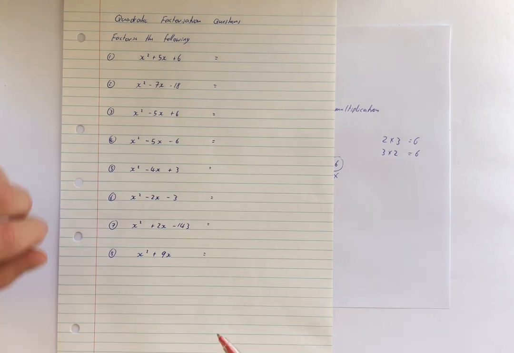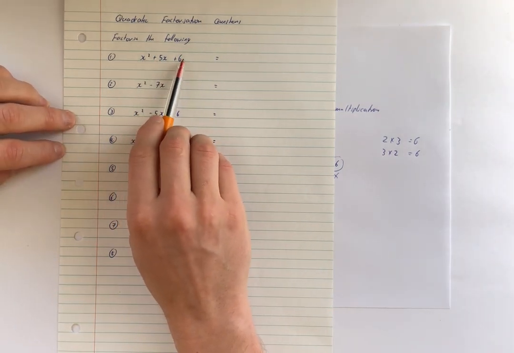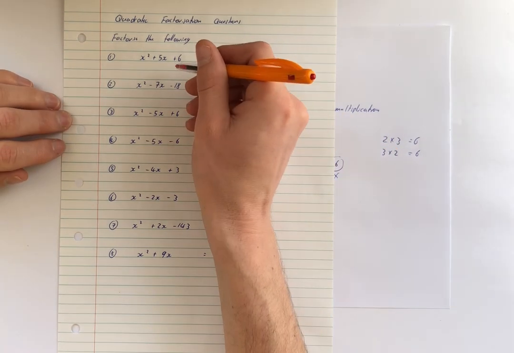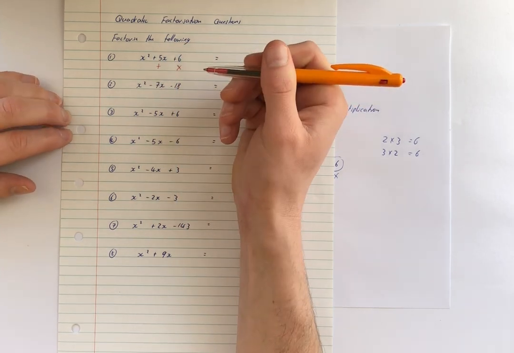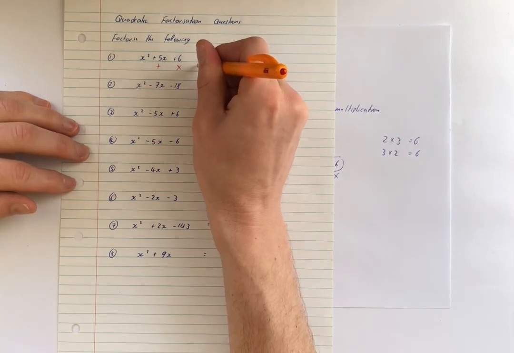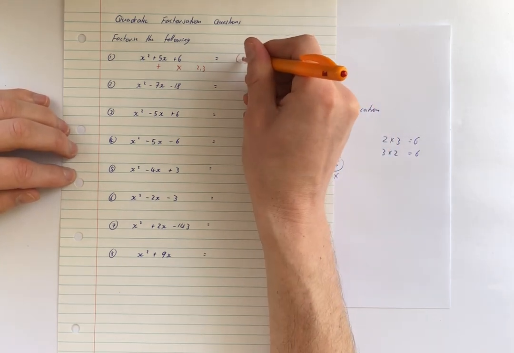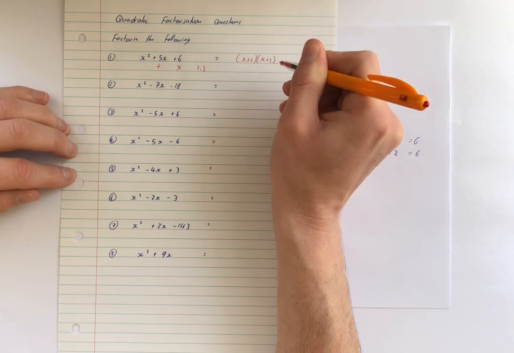Okay, now these are all of the form x squared plus some number x plus 6. So the first one, x squared plus 5x plus 6. How can we factorise that? Well, we want numbers that multiply to 6 but add to 5. What numbers could they be? I'm thinking 2 and 3. Therefore, one bracket is x plus 2, the other bracket x plus 3.